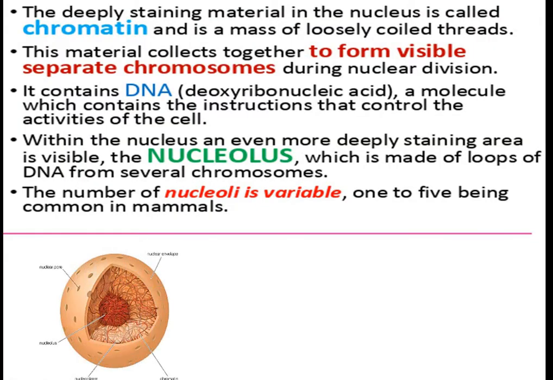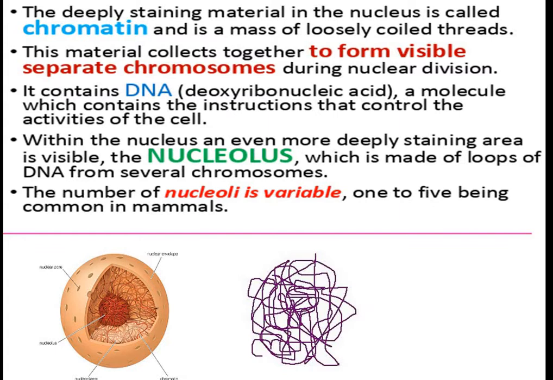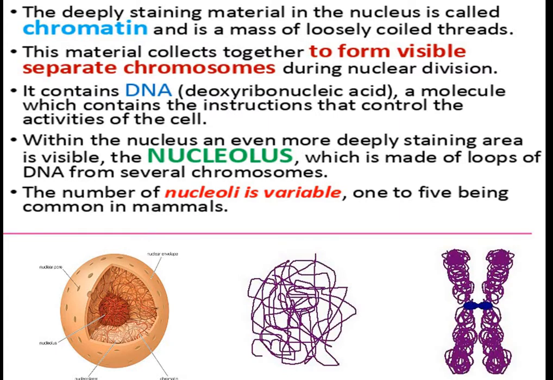The deeply stained material in the nucleus is called chromatin. You have gone through the definition of this in your O levels. It's a mass of loosely coiled threads. This material collects together to form visible separate chromosomes during nuclear division. You also have learned in your previous classes that this genetic material appears in two shapes, when the cell is dividing or when the cell is not dividing.